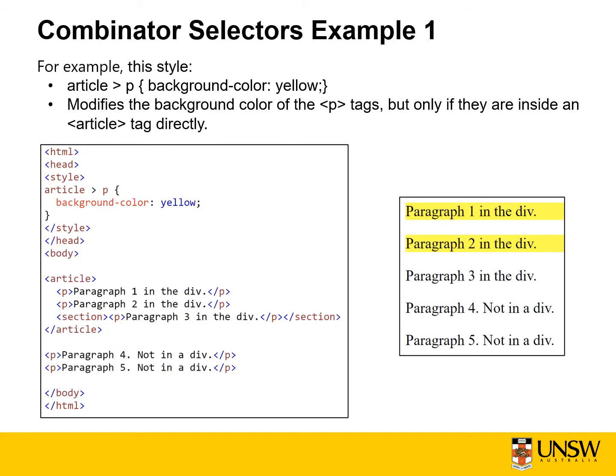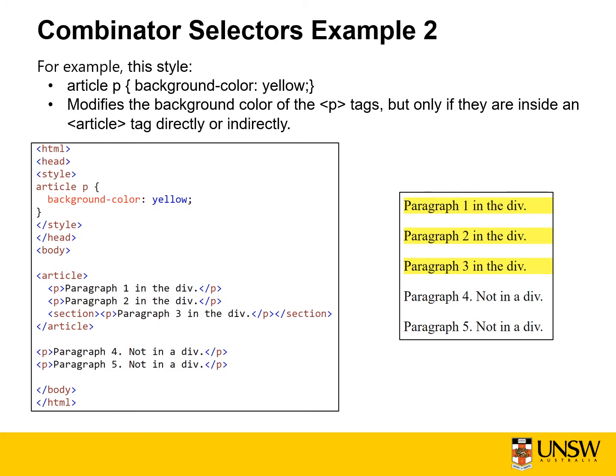As you know, combinator selectors allow us to specify how the style is applied on a particular element based on its parents and siblings. In this example, you can see an instance of child combinator selector. The defined style modifies the background color of the p tags, but only if they are inside an article tag directly. As you can see, it didn't change the background color of the p tag, which is inside the section tag, and the p tags that are outside of the article tag.